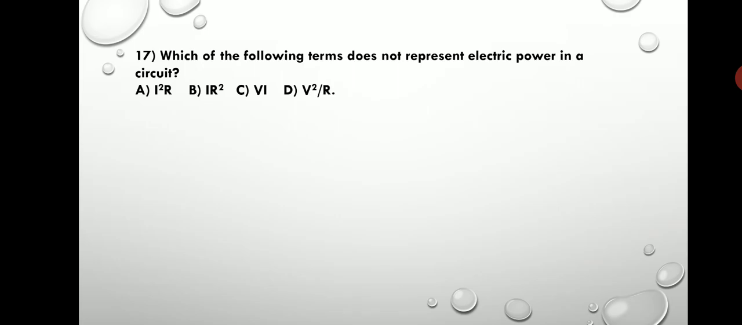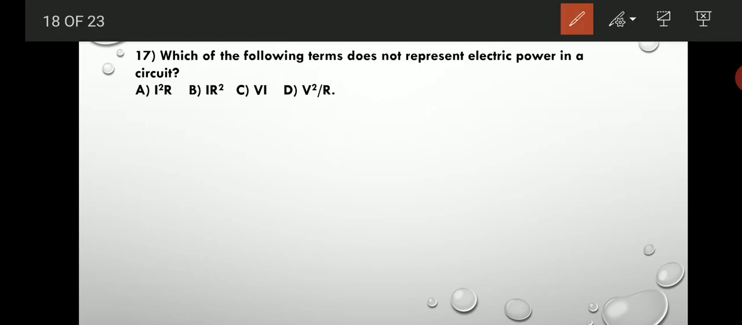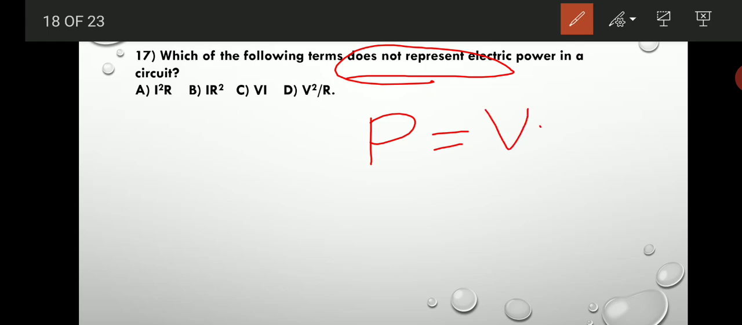The next one, which of the following terms does not represent electric power in a circuit? Okay, see here, which does not represent, which is not correct, you have to choose the wrong option. Okay, we know that P is equal to V into I. Product of voltage and current. So here one option you can easily eliminate, right? This is the correct one. So P is equal to VI.